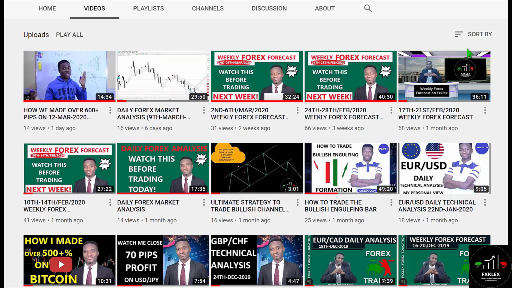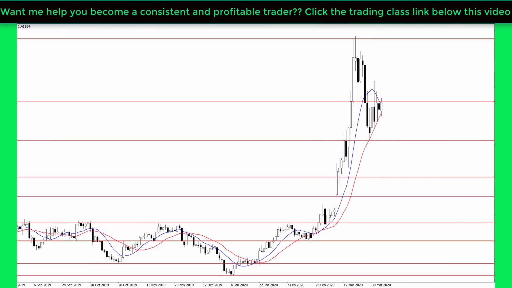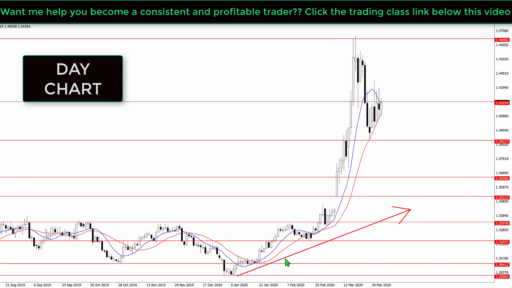So let's dive into the weekly Forex forecast right now. The first currency we're going to be analyzing is the USD against the Canadian dollar. We can see this trend has been in a bullish rally right from this swing low right here to this peak right here. And here is the swing low of this trend, and then here is the peak.